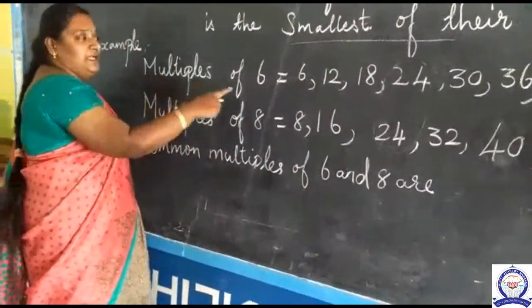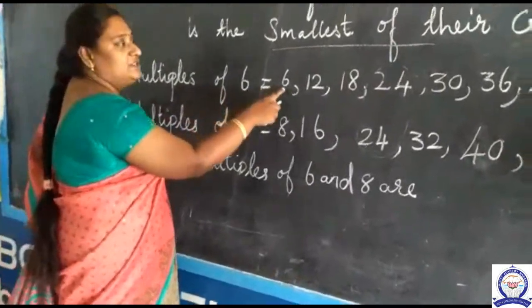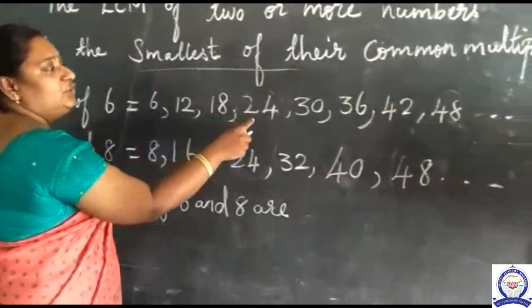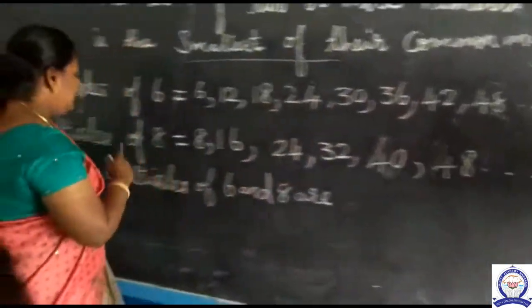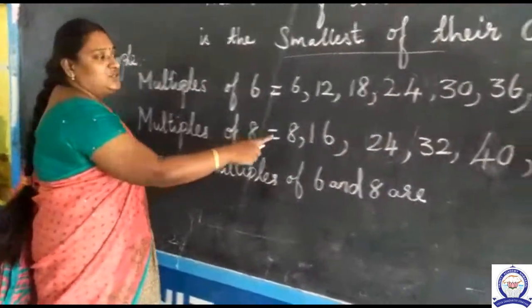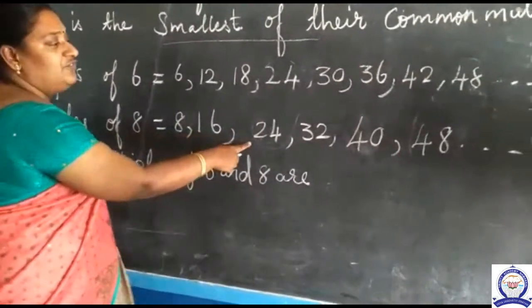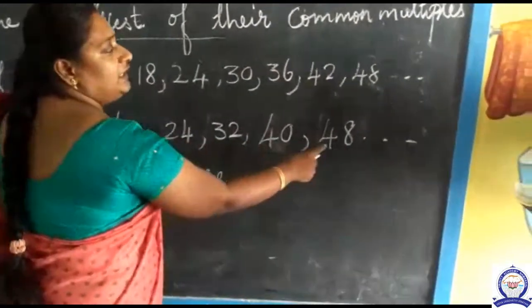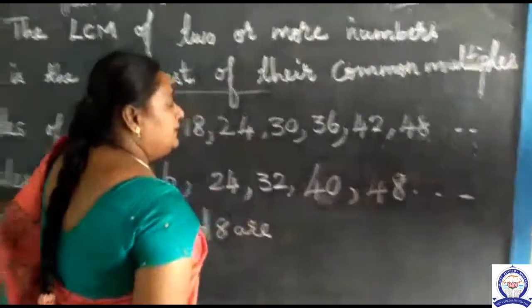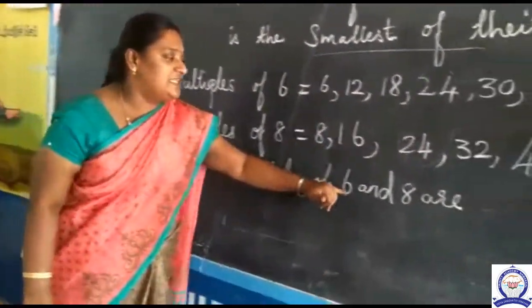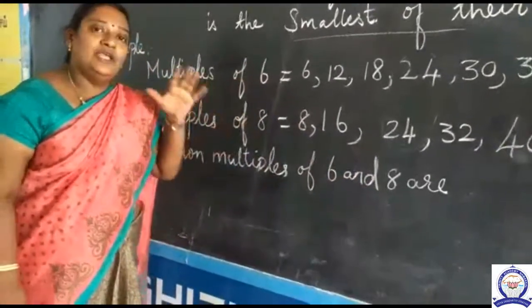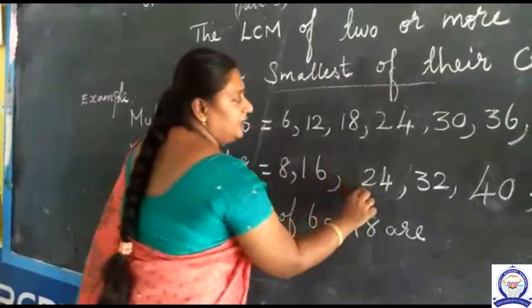Example: we write the multiples of 6. Okay, 6 tables: 6, 12, 18, 24, 30, 36, 42, 48, etc. Similarly, write the multiples of 8: 8, 16, 24, 32, 40 and 48, etc. Listen. We have to write the common multiples of 6 and 8. You circle the ones that are common.